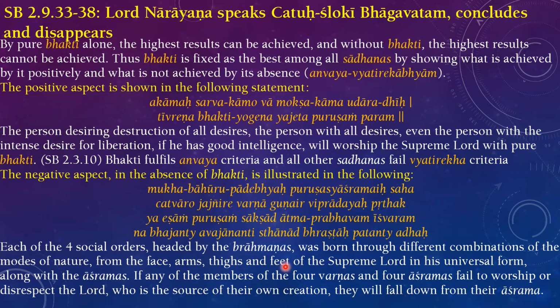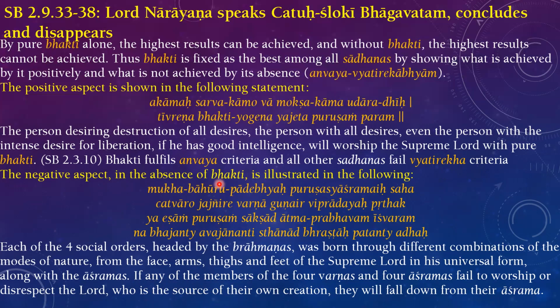Brahmana, Kshatriya, Sannyasi represent the face. Brahmachari represents the feet. Grahastha represents the belly. Brahmachari, Grahastha, Vanaprastha, hands. Sannyasi, the face. Something like that. That understanding is there in the Bhagavatam. They also appear from the different body limbs of the Supreme Lord. Then next, if any of the members of the four varnas and four ashramas fail to worship or disrespect the Lord, who is the source of their own creation, they will fall down from their ashram. Ya esham purusham sakshat atma-prabhavam ishvaram.